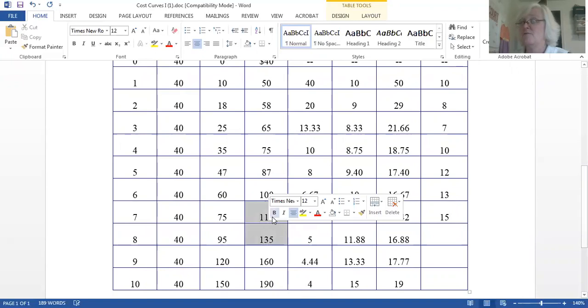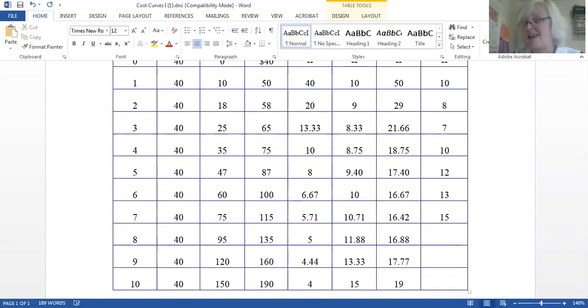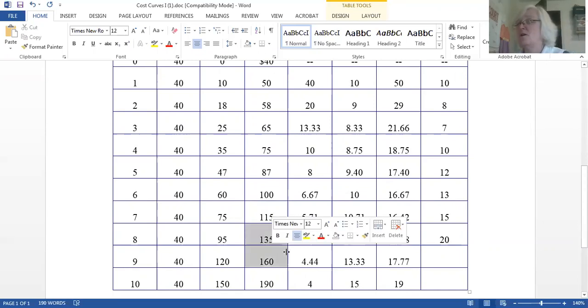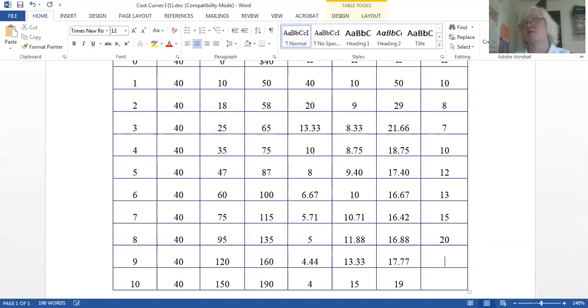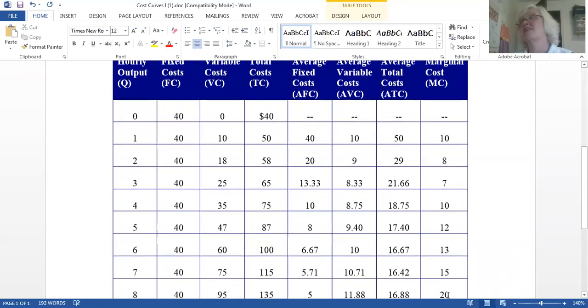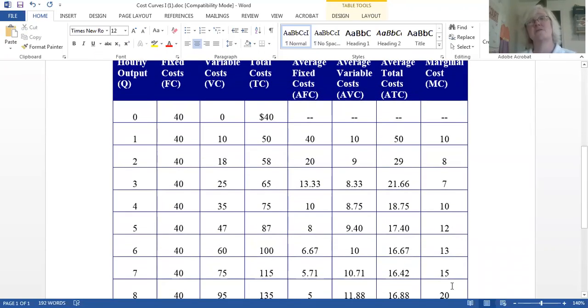So the change from 115 to 135, the 8th unit added $20 to my total cost. The 9th unit made me go from 135 to 165. That made me increase 25. And then lastly, my 10th unit jumped my total cost from 160 to 190 for an increase of 30. So notice after the 7, the numbers all started to rise. That's that fishhook shape that we saw in the production example.